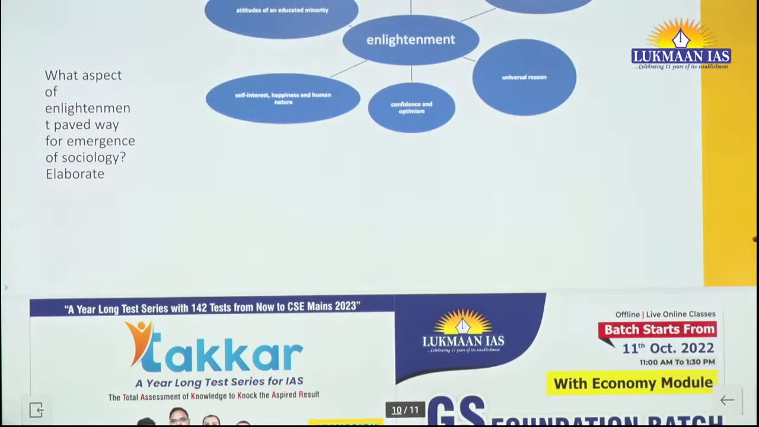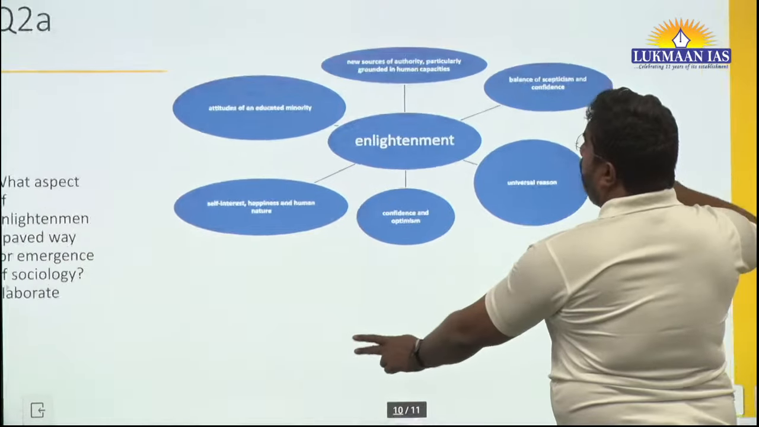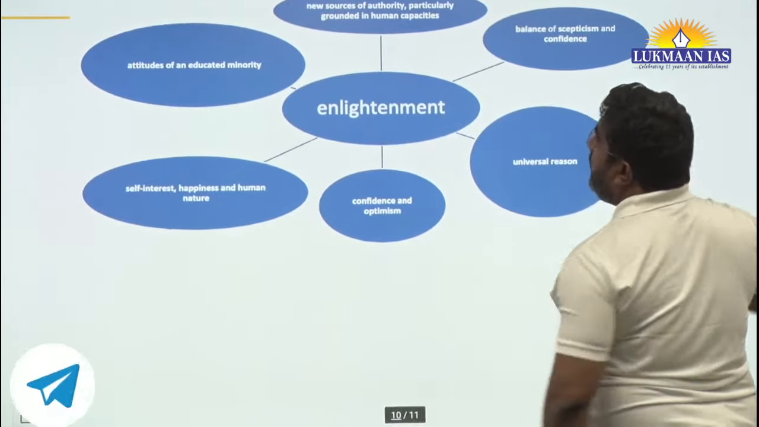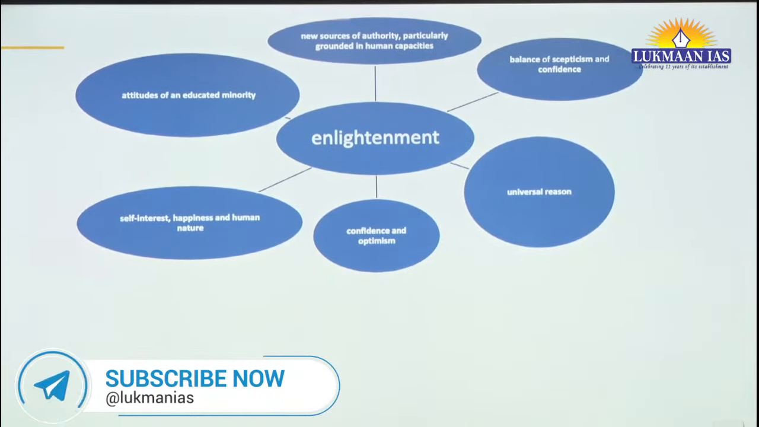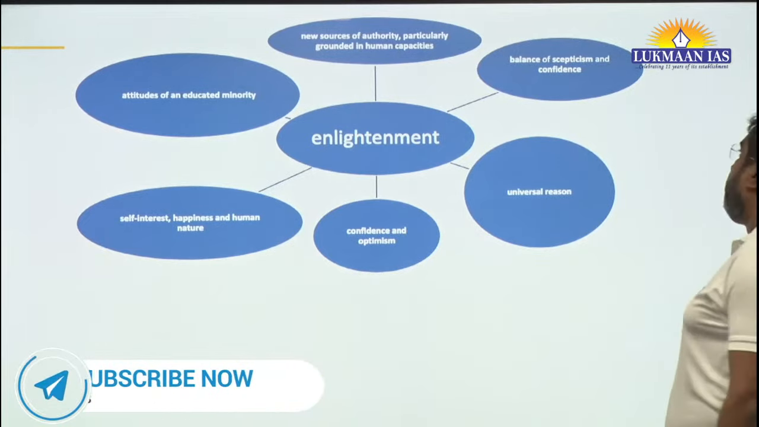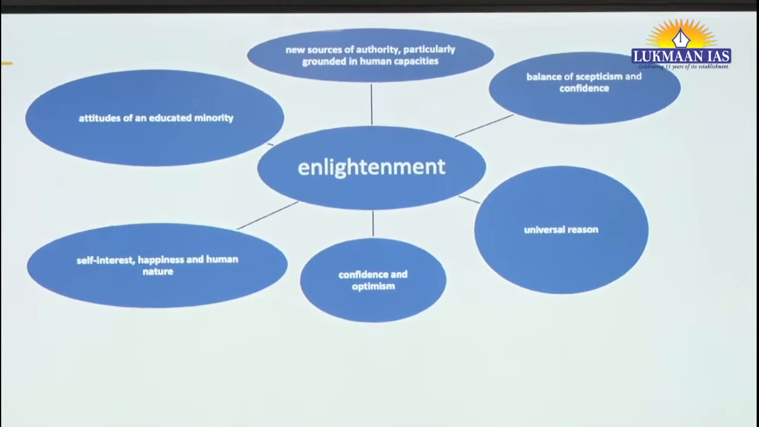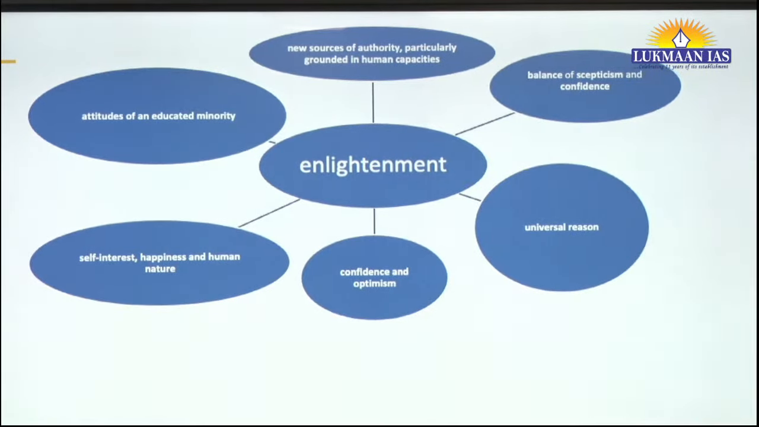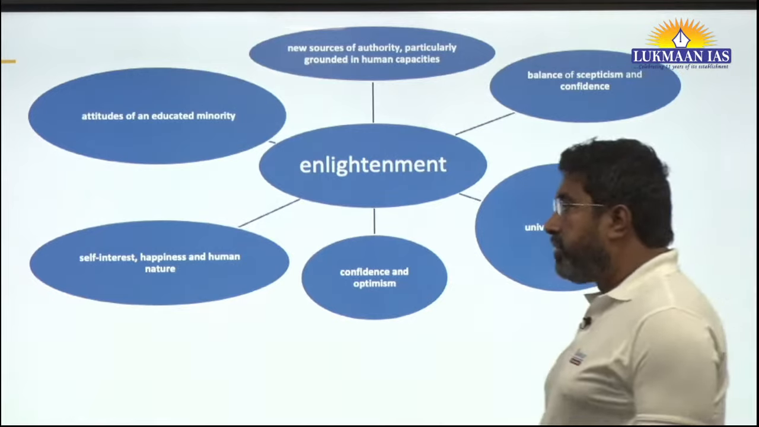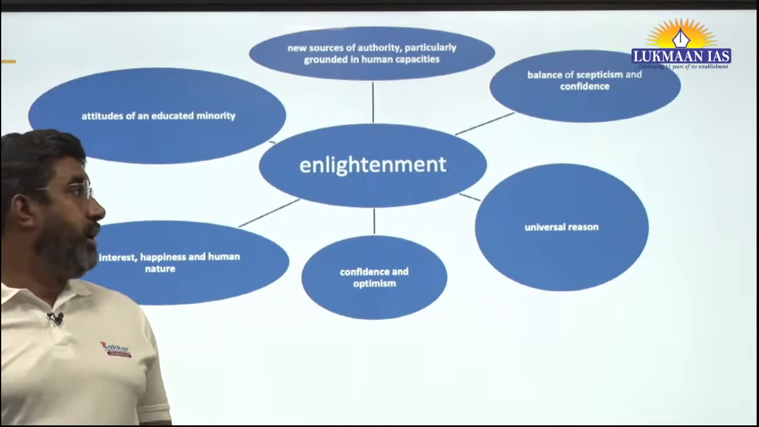You see, this is the part. I believe that it is visible to everyone. If not, yes. Enlightenment: a new source of authority, particularly grounded in human capacities; balance between skepticism and confidence. Third, attitude of an educated minority. Fourth, self-interest, happiness and human nature. Fifth, confidence and optimism. Sixth, universal vision. So, these are largely the aspects of enlightenment.